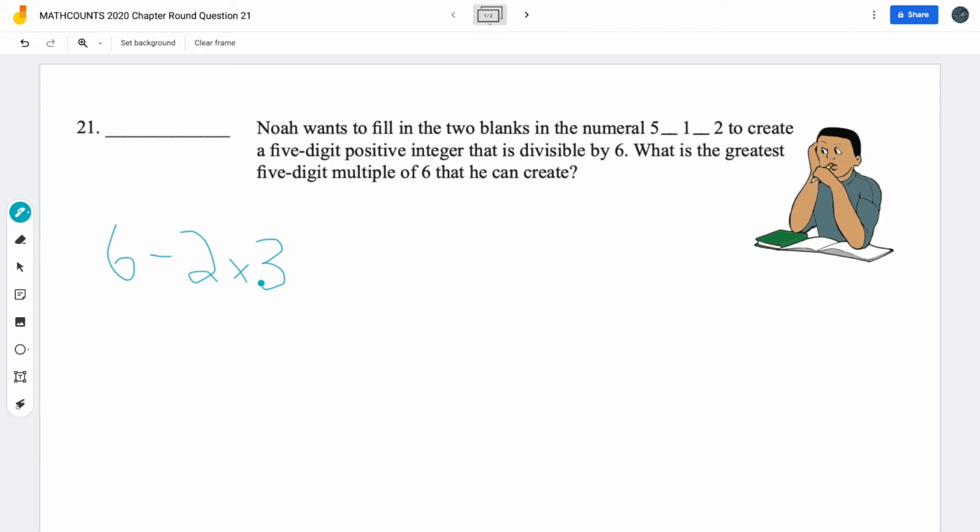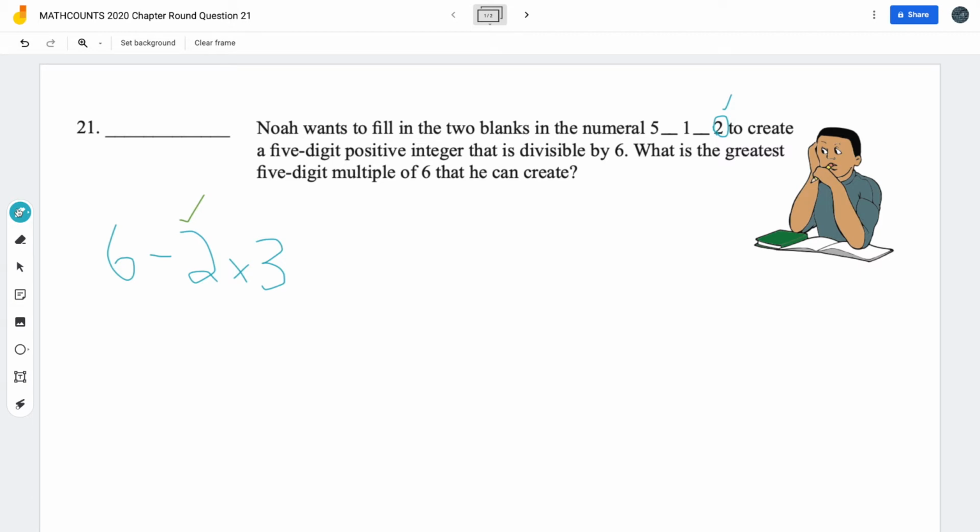So for 2, what do we know? For something to be divisible by 2, the last digit has to be even. If we look at this number, we see that the last digit is 2, and that is even, so this number is already divisible by 2, no matter what number we put inside. Then we have 3 left.